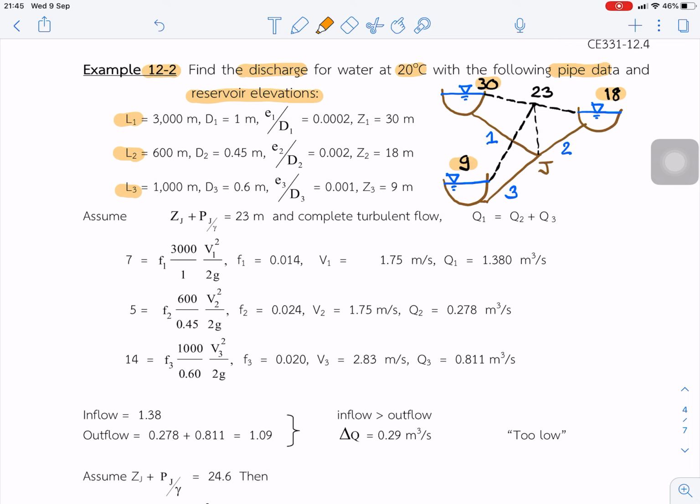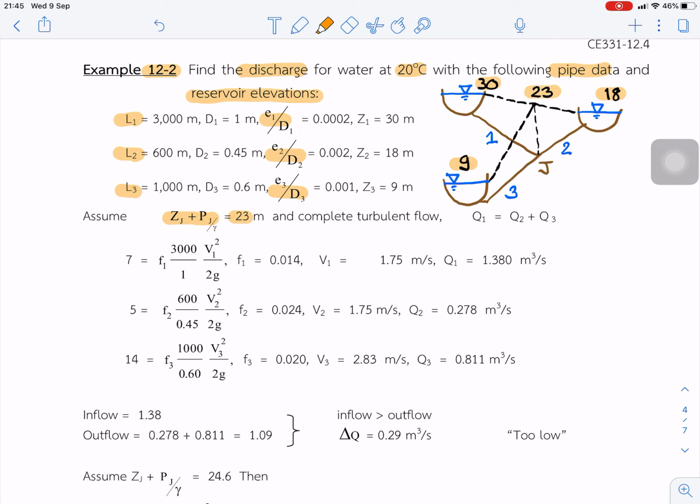And this is the diameter, and so we can estimate the relative roughness for pipe 1, pipe 2, and pipe 3. Okay, so the next step, we assume that the hydraulic grade line at the junction is 23. Now we assume that it is 23 at the junction.